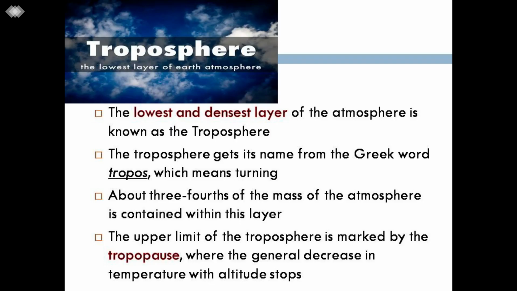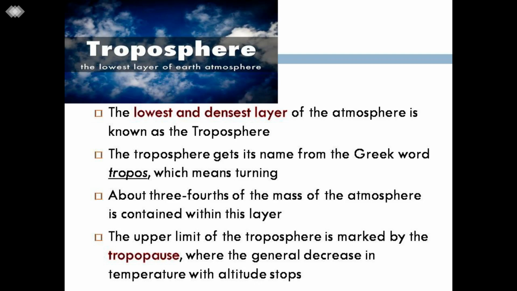Troposphere. The troposphere is the lowest and densest layer of the atmosphere. About 3/4 of the mass of the atmosphere is contained within this layer. The extent of this layer is about 18 kilometers above the equator, but only about 8 kilometers above the two poles.